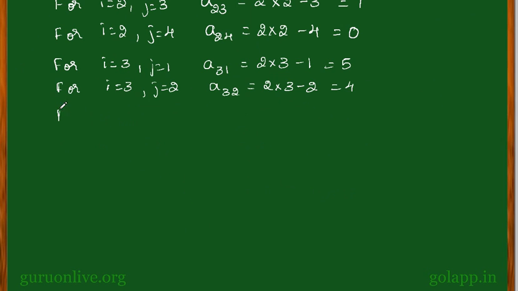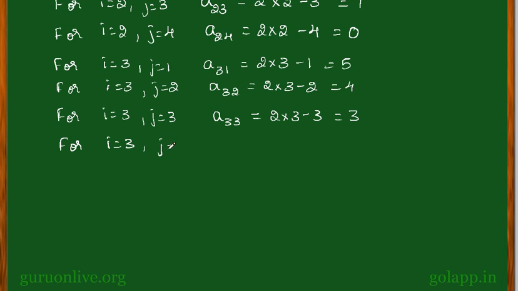Next, for I equal to 3, J equal to 3, we get A33, which is equal to 2 into 3 minus 3. We get 2 into 3 is 6 minus 3. So 6 minus 3 gives 3. And the last one, for I equal to 3, J equal to 4, A34 will be equal to 2 into 3 minus 4, where 2 into 3 is 6 and we have minus 4, 6 minus 4 gives 2.